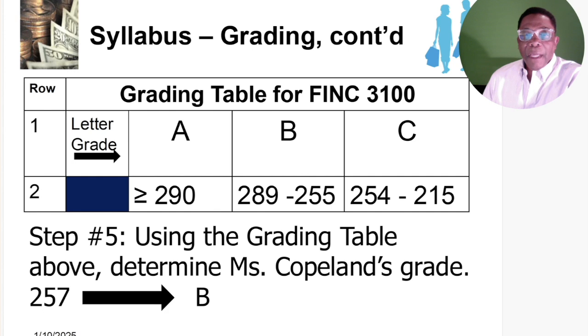The fifth and final step of the grading process is to take the 257 points that Misty earned and determine from this grading rubric what her letter grade is. Now again, if you earn 255 points or better, you get a B. Misty earned 257 points, so she gets a B for the course.